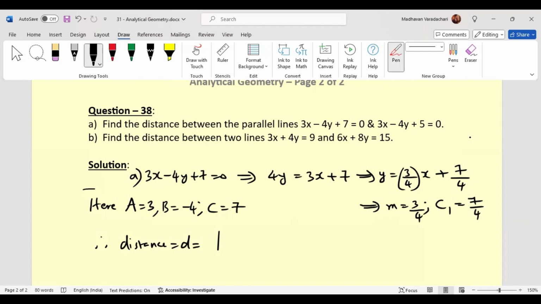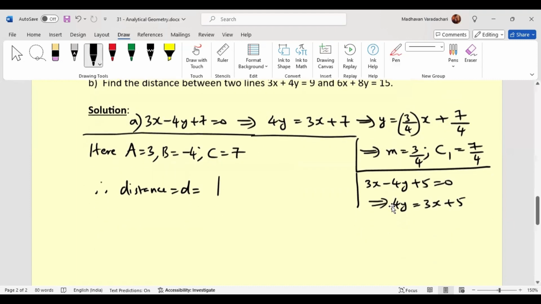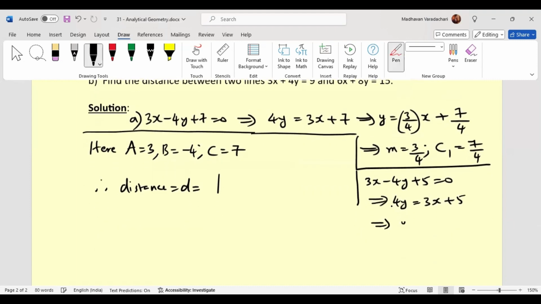Now, let us do the second one. Second line is 3x minus 4y plus 5 equal to 0, which means 4y is 3x plus 5. That means y is 3 by 4 times x plus 5 by 4. This means our m will remain the same because they are parallel. Intercept will be 5 by 4.